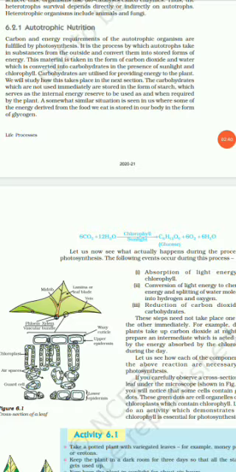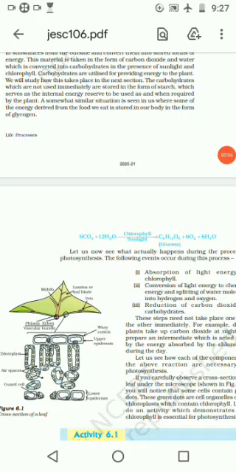Fine. And a somewhat similar situation is seen in us, where some of the energy derived from the food we eat is stored in the form of glycogen. So we also store the energy in the form of glycogen. Okay, next.